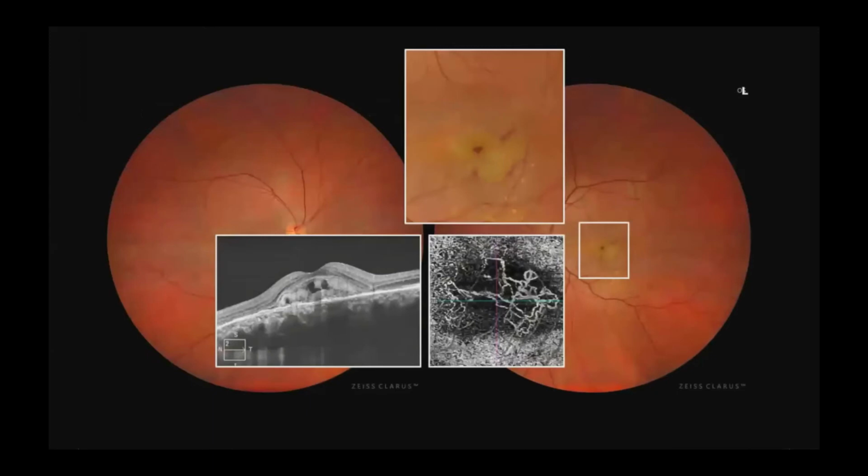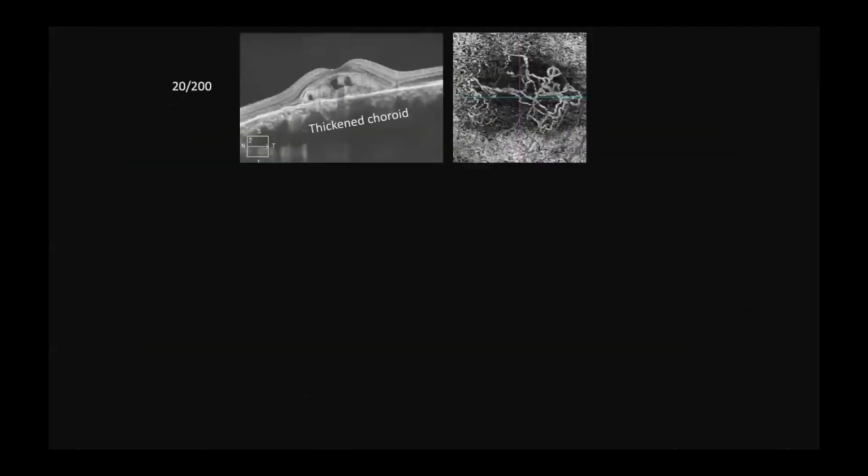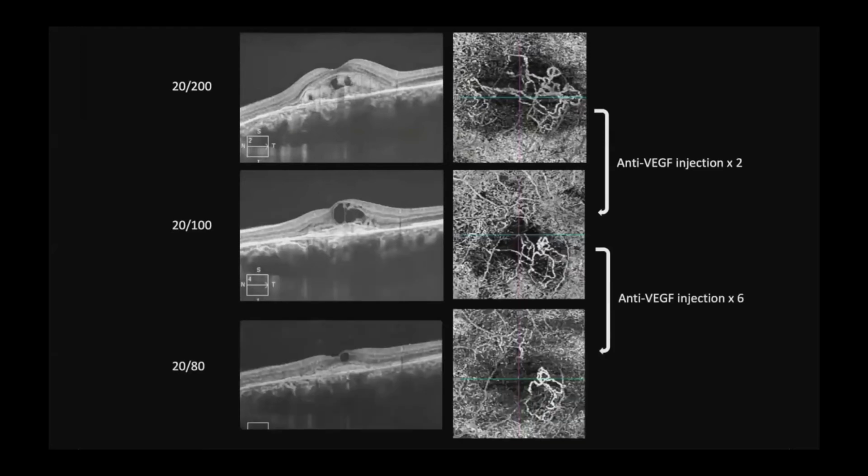And OCT angiography confirms the presence of a choroidal neovascular membrane. This is a diagnosis of central serous chorioretinopathy with a choroidal neovascularization. And here we can see that there's a thickened choroid, also classic for this disease. This patient was treated with anti-VEGF injection, and you can see improvement in that fluid, as well as decreased vascularity of that choroidal neovascular network. The vision, fortunately, also improved, though did not improve back to baseline.